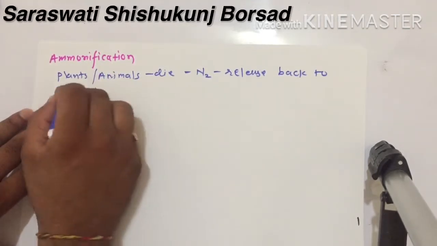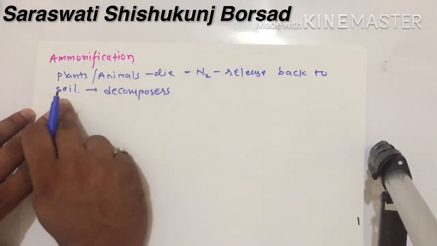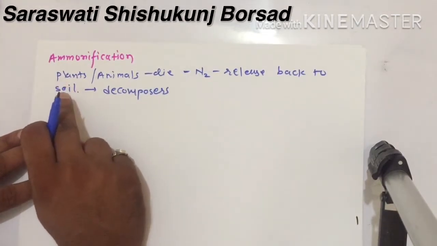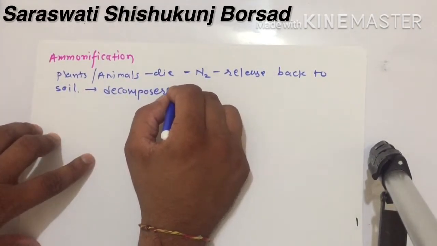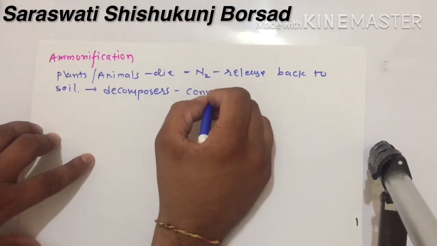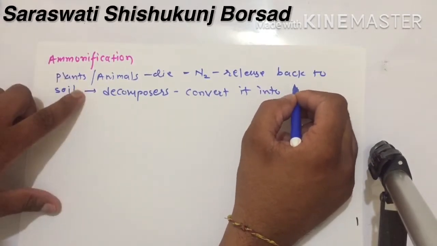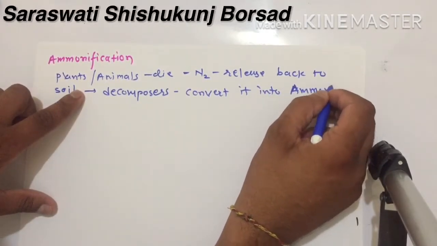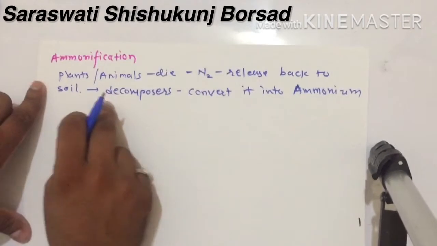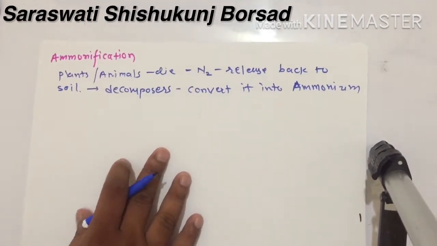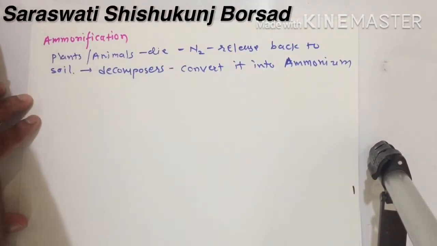Again, here decomposers will convert this back, the nitrates and nitrites which are present here, decomposers will convert into ammonium ion, and this process is called ammonification, means formation of ammonium ion by the decomposers. That is considered as ammonification, right? So this way ammonification is done.